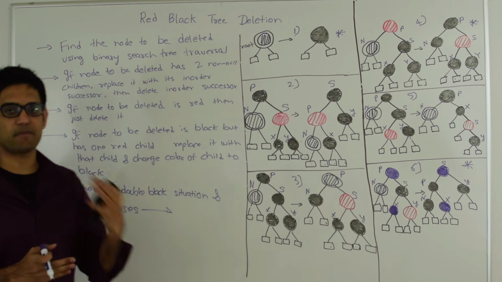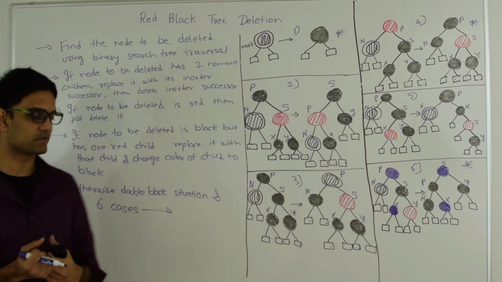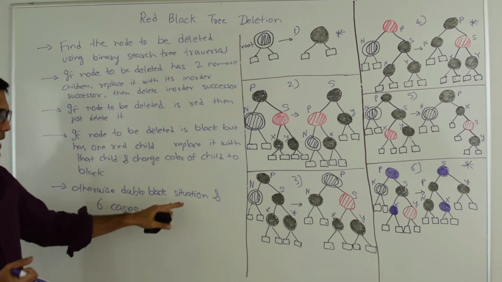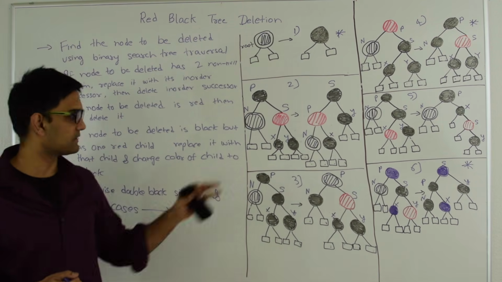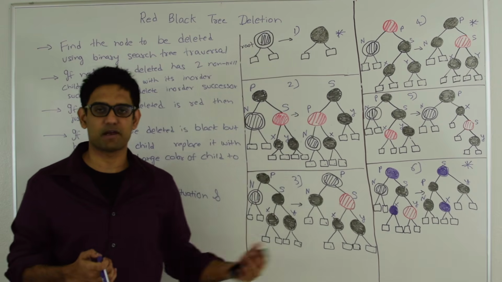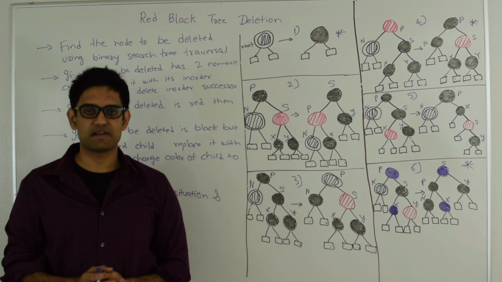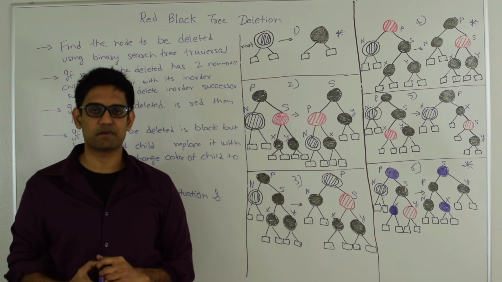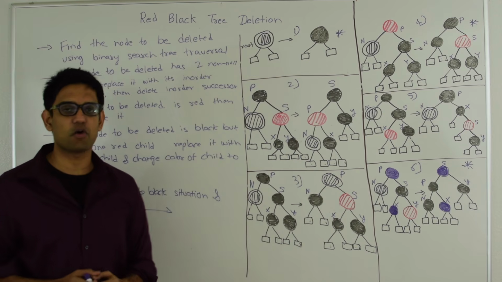Otherwise, if we have a black node that needs to be deleted with 2 black null leaf nodes, then we have this double black node situation, in which case we apply one of the 6 cases, and then we do that transformation, and then we might have more transformations. So hopefully this helps you understand the entire process of doing deletion in a red-black tree. The time complexity for deletion, as you can guess, is O of log n.